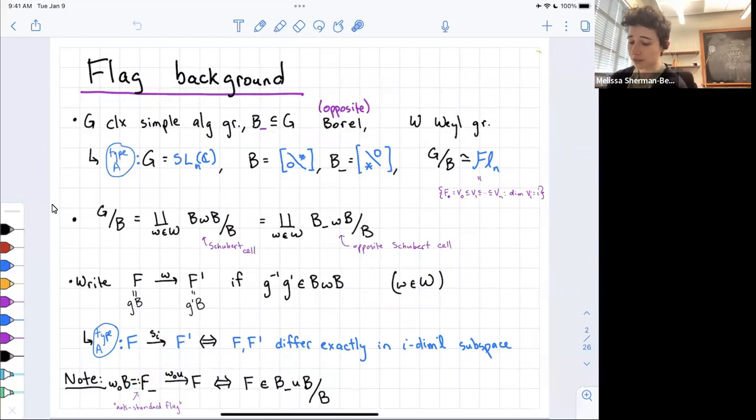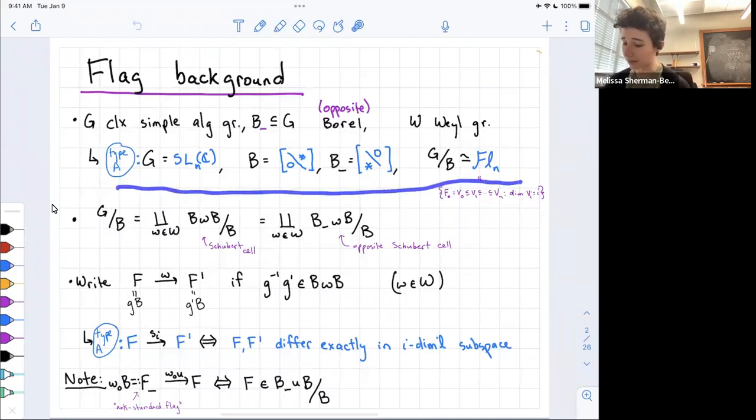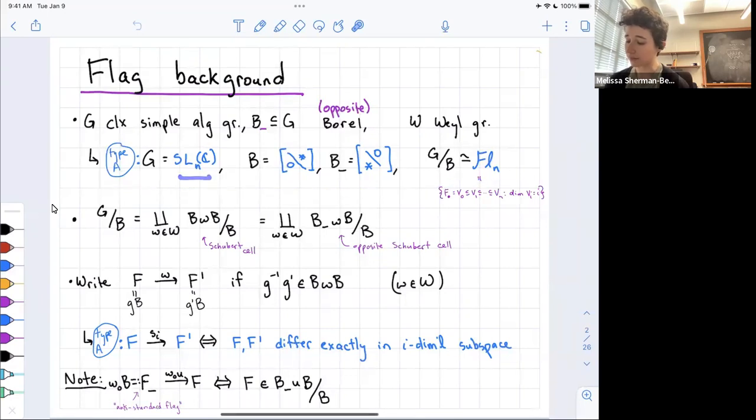So in the context of this talk, G is going to be a complex simple algebraic group. I'm going to choose some favorite Borel B inside of G. B minus is the opposite Borel. And of course, W is the Weyl group of G. Nothing will harm you in this talk if you just spend the whole time thinking about type A. I'll try to put things that are type A in blue. So if you decide to think only about type A, then G is SL_n(C). My favorite choice of Borel is the upper triangular matrices, and the opposite Borel is the lower triangular matrices.